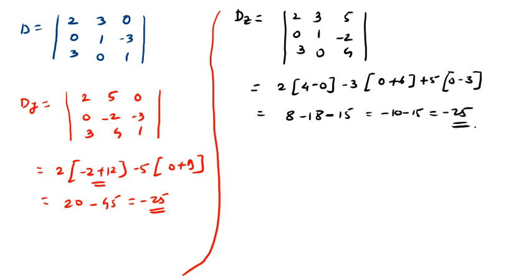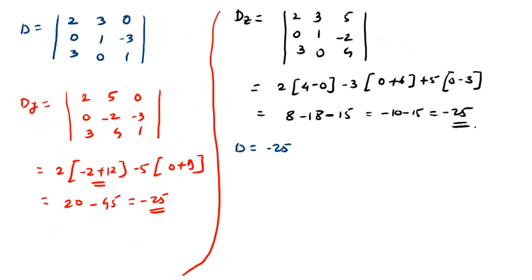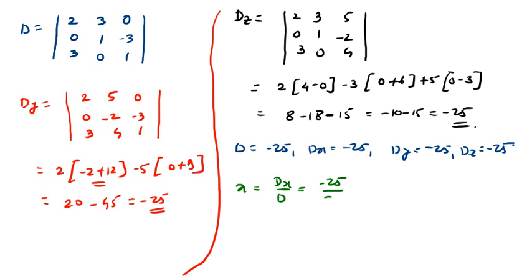So we got all the values: d is minus 25, dx is minus 25, dy is minus 25, and also dz is minus 25. So finally our final answer, x will be dx upon d. dx is minus 25 upon d is minus 25, so the answer is 1.